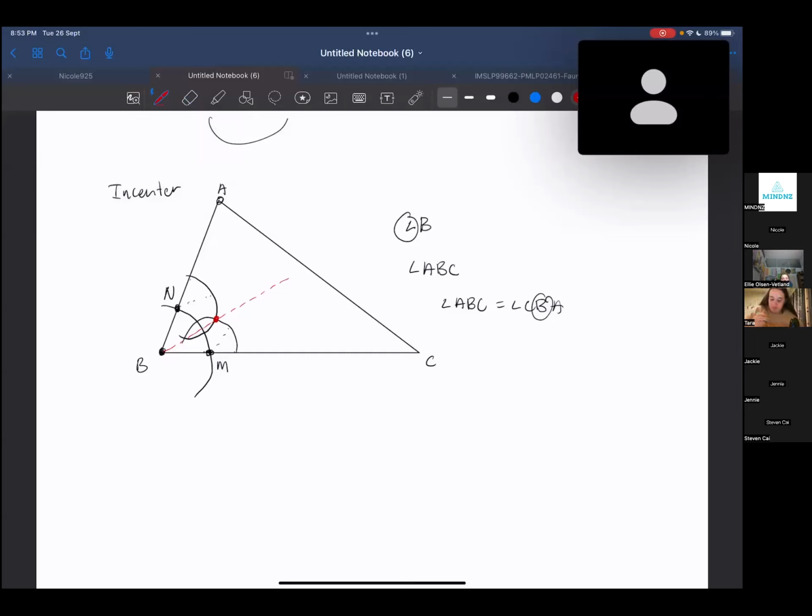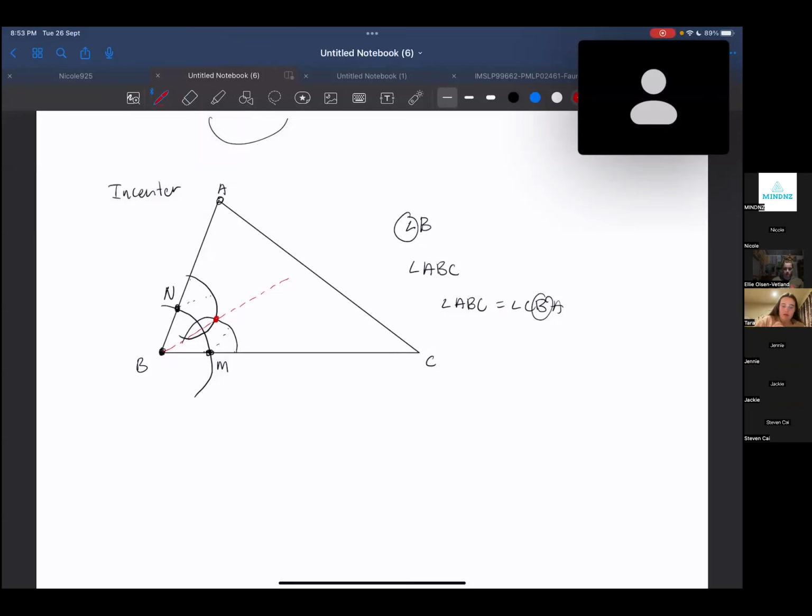If anyone has drawn an angle bisector, can they please show me? Oh, yeah, nice one, Tara. Who's that, Jackie? Oh, yes, nice as well. Very good job, guys. Oh, yeah, nice, Sally.